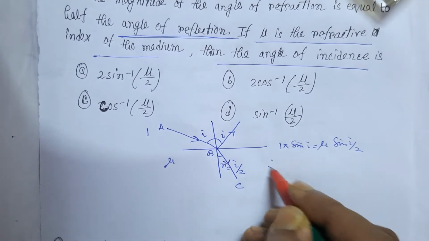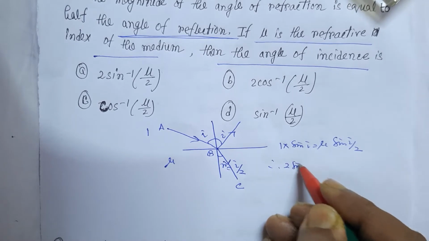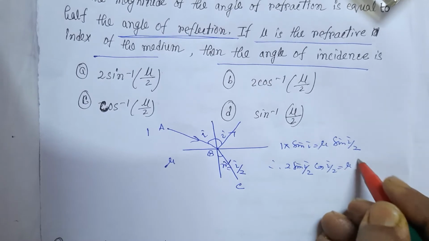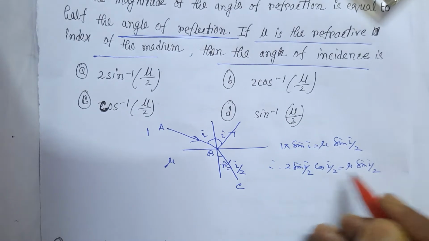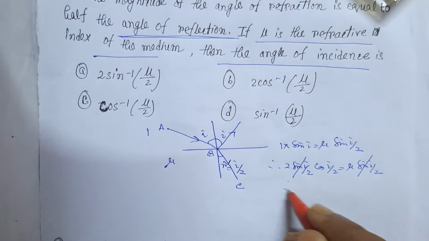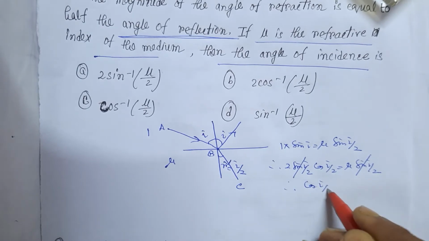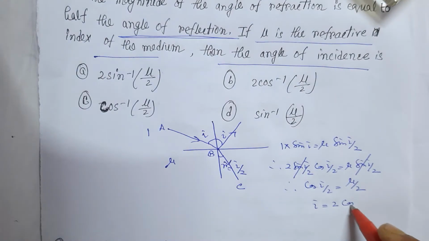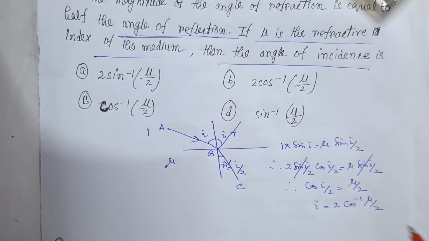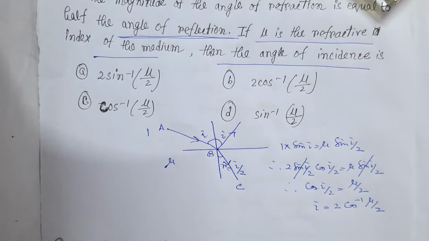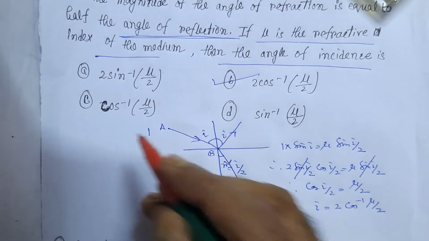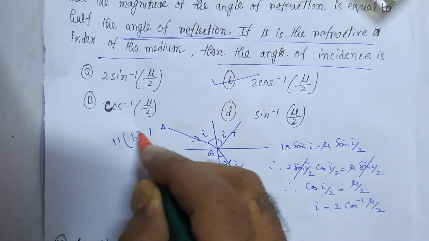But we know that sin I equals twice sin I by 2 into cos I by 2, which equals mu sin I by 2. So sin I by 2 will cancel out from both sides. So cos I by 2 equals mu by 2. So I equals 2 cos inverse mu by 2. So our correct option is B. The correct answer of question number 11 is B.